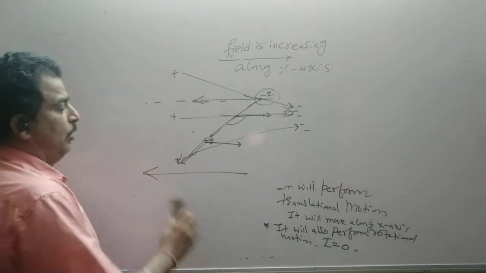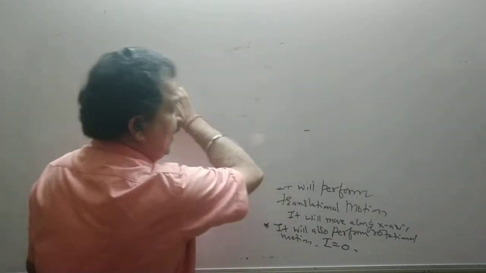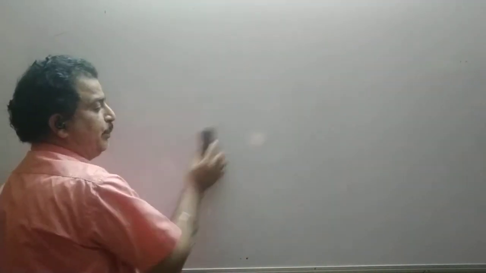Till now what we have to remember is, in a non-uniform electric field, it performs translational motion as well as rotational motion. It will perform translational motion till the field exists, and it will perform rotational motion till it gets aligned in the direction of the field.